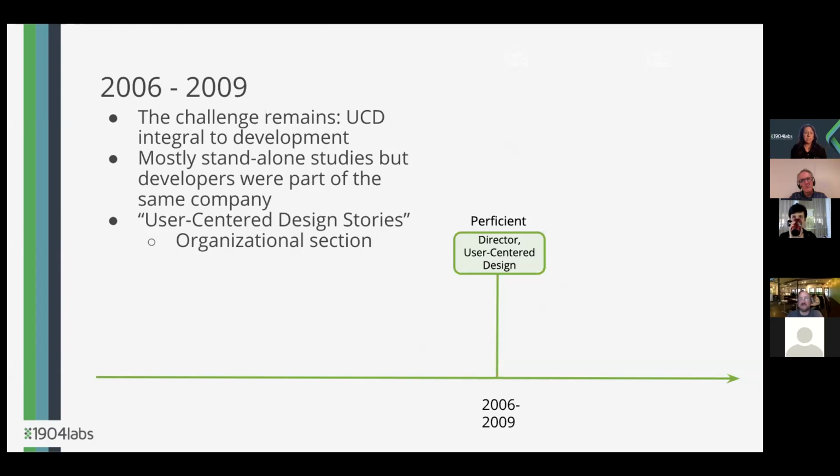It was around this time too that Janice James and I, Janice, who was the founder of the UPA, wrote User-Centered Design Stories. There's a whole section in that book about how do you get a UCD into your organization? Where do you put it in the company? And what should the process be? So more attention to process, and again, an ongoing desire to be more and more integrated in software development.